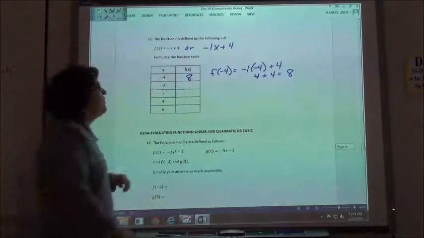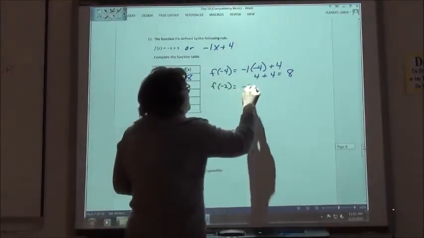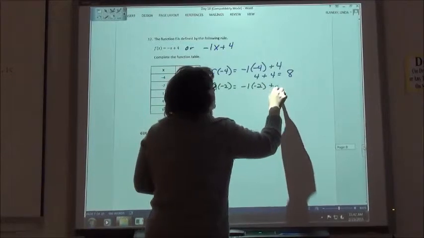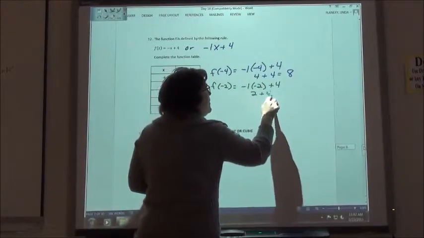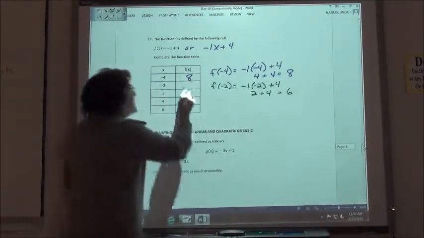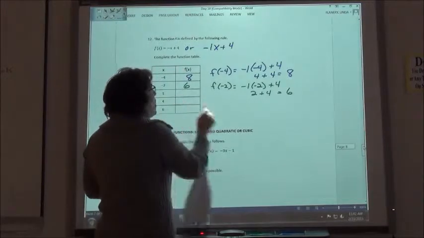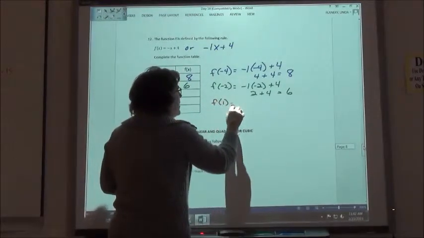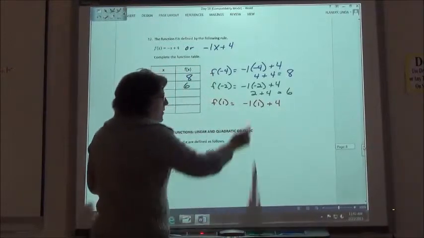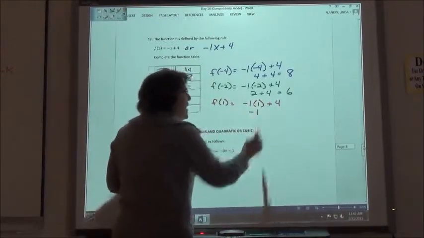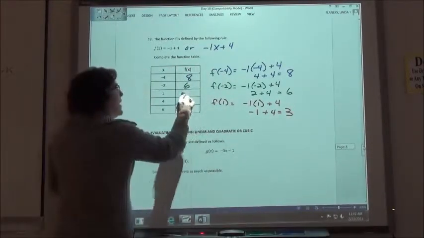If I'm going to do negative 2, f of negative 2 means I'm going to take negative 1 times negative 2 plus 4. Again, a negative times a negative makes it a positive. 2 plus 4 is 6. Then I'm going to put a 1 in there. F of 1 means I'm going to do negative 1 times 1 plus 4. Negative times a positive is still negative. Negative 1 plus 4 is 3.